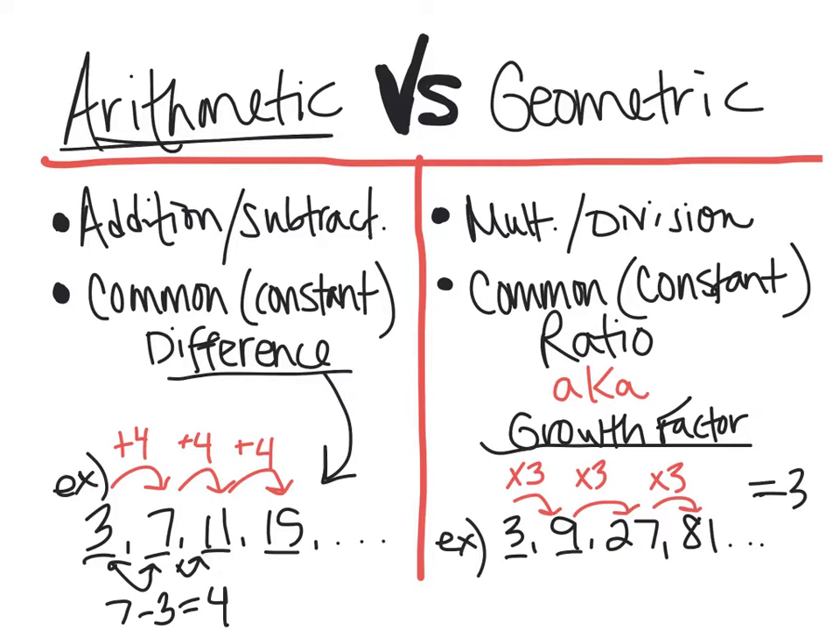Now in order to find that, we use division to find the ratio. But we don't do 3 divided by 9, we do 9 divided by 3 to go backwards, and we know that's 3. In order to check again, we take 27 and divide it by 9, and we continue to get 3. So we know the growth factor for this sequence is 3.